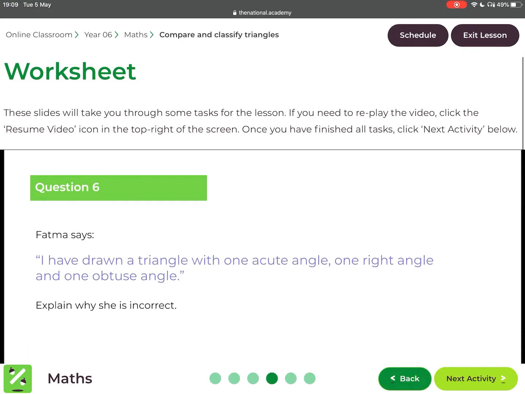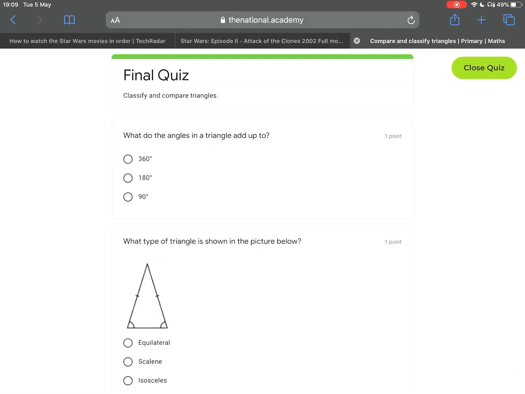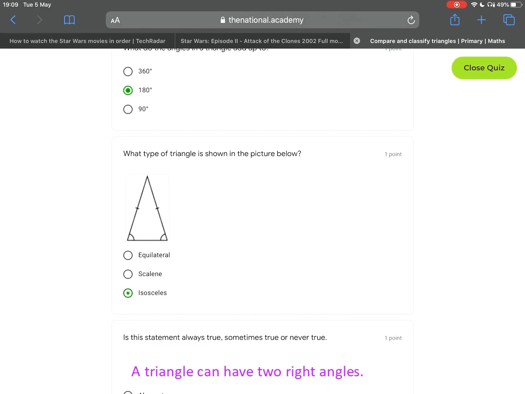So after that, you need to go and mark it, and then after you've marked it, you have your exit quiz here. What do the angles in a triangle add up to? That would be 180. What type of triangle is shown in the picture? That would be an isosceles.